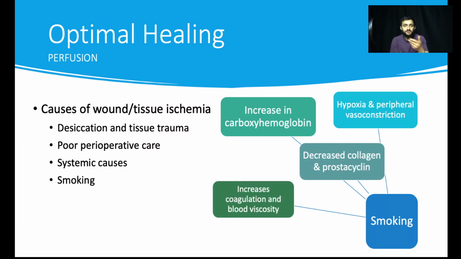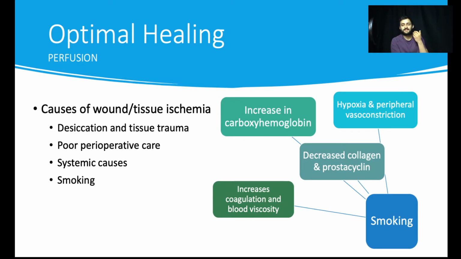So more about perfusion, of course. What are some causes of wound and tissue ischemia? Some obvious ones, of course, are desiccation and tissue trauma, right? So that's pretty straightforward. The next one, of course, is poor perioperative care. And when we say poor perioperative care, what are we thinking about? We're thinking about bad suture placement and poor flap design, and those are kind of the two biggest ones.